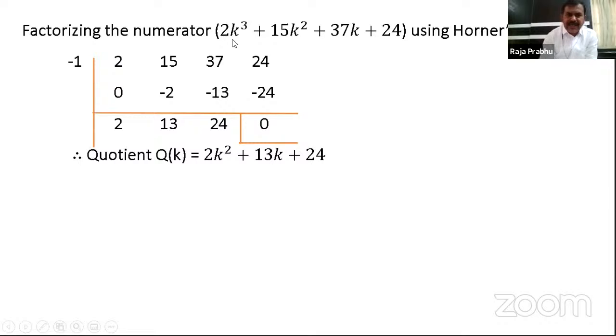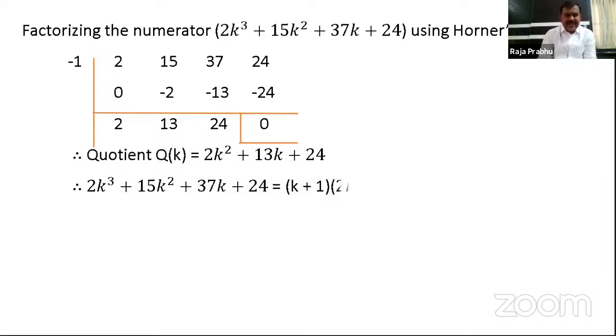Therefore now this polynomial 2k cube plus 15k square plus 37k plus 24 can be written as the product of these two factors. What are they? One is k plus 1. The other factor is the quotient we got now, that is 2k square plus 13k plus 24. Okay, here if you have any difficulty to understand this step, students, you please refer to the 10th class polynomial chapter once again, so that you can understand. I hope, children, you are following me.